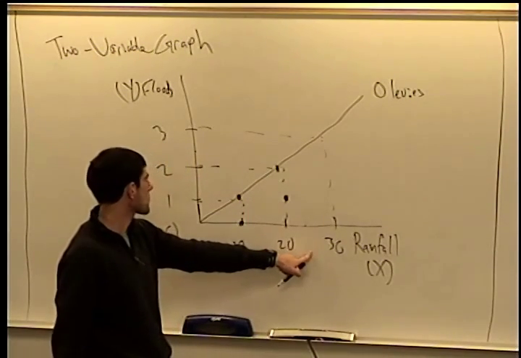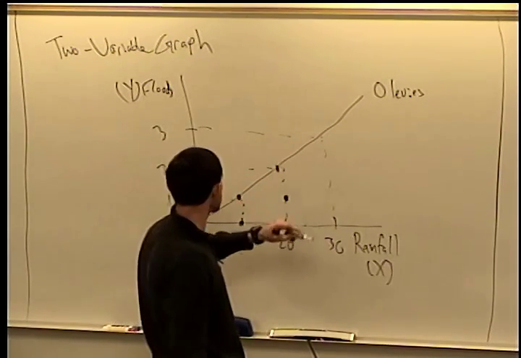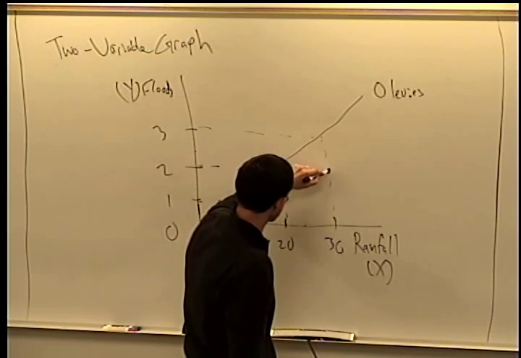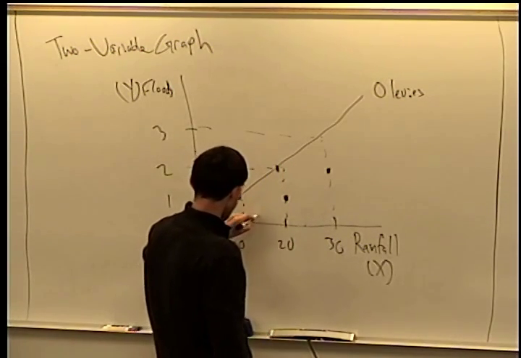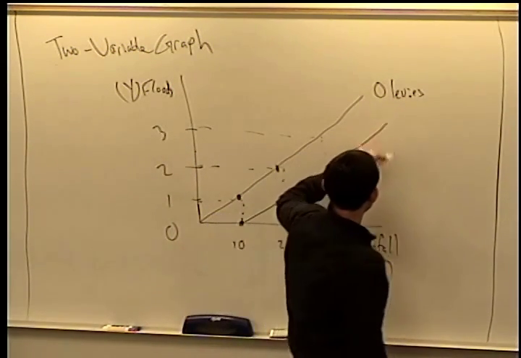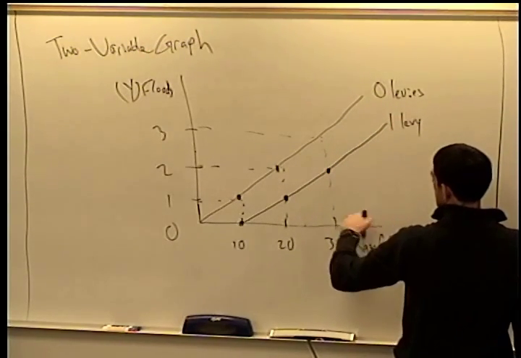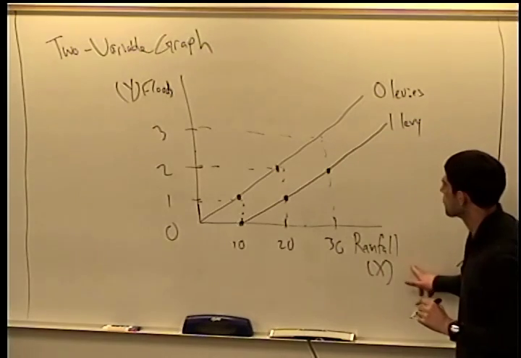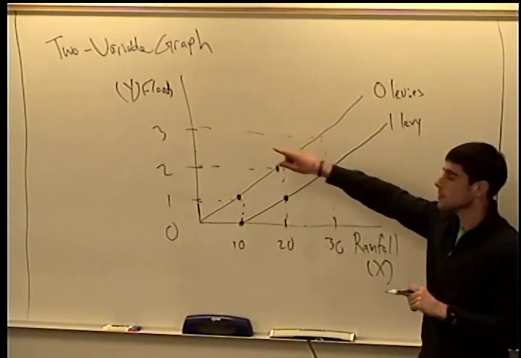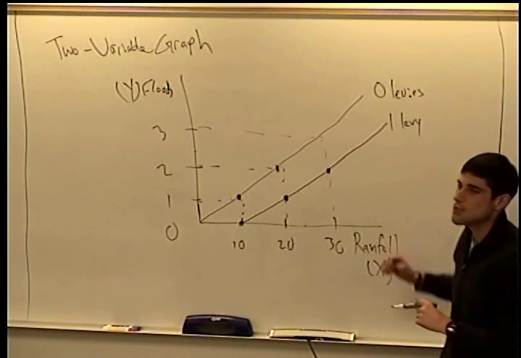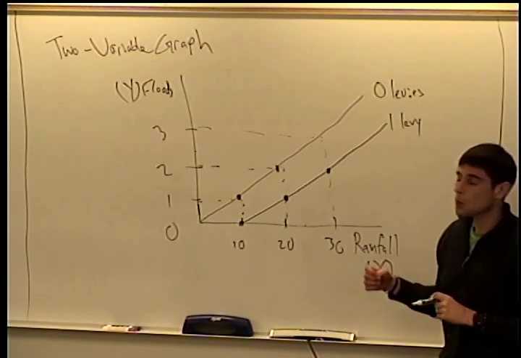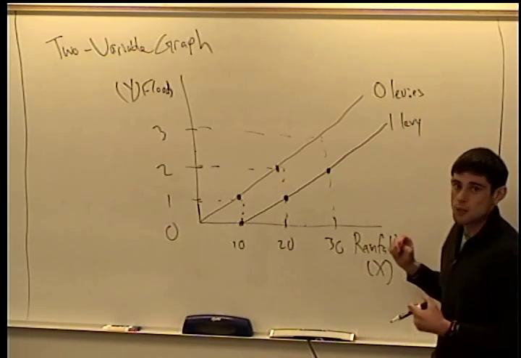And with 30 inches of rainfall, we would expect 3 minus 1, which is 2 floods. So we connect those dots, and with 1 levee, this is what our relationship between rainfall and the number of floods would look like with 1 levee as compared to 0 levees. So what happened when we changed our third variable?